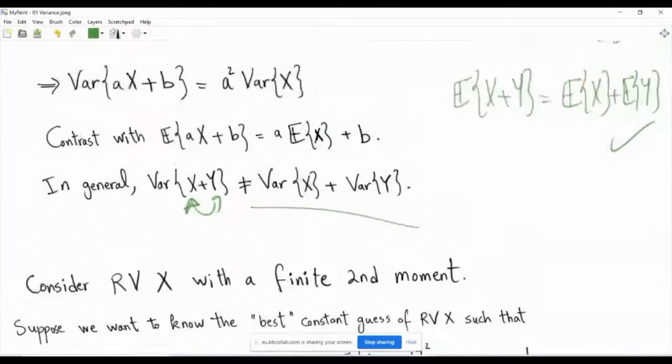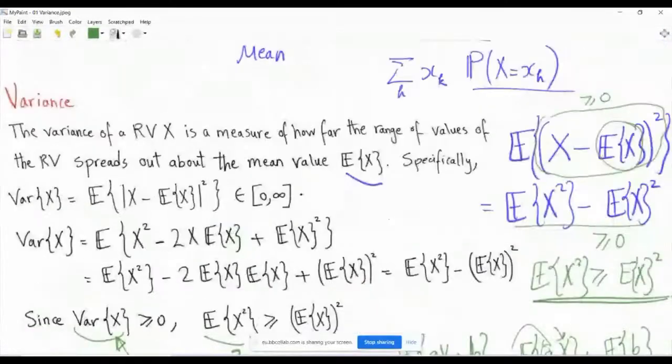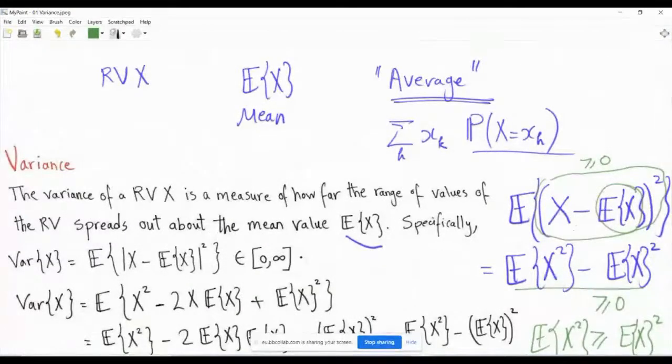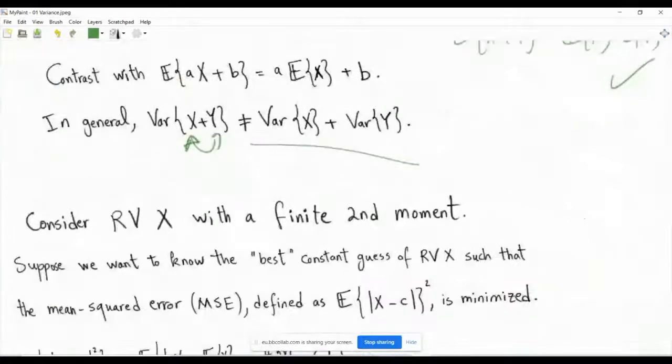Let's now try to understand. The first understanding of the variance is that you say, I take x, I subtract the mean. So I am trying to investigate the possible values of x relative to the mean. How are the values of x spread about the mean value of x? And so you take x minus expected x, you square, and then you take the expectation. Now let's try to understand the variance in another way that will be helpful when we study things like minimum mean square error estimation and so forth.